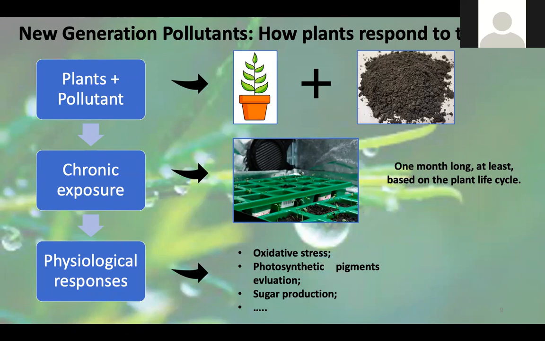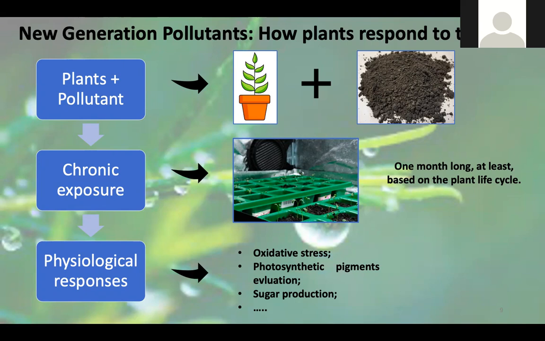So normally this kind of chronic exposure is long, at least 1 month, but normally the duration is based on the plant life cycle. And the final goal of this evaluation is to study the physiological responses of plants, because in a longer period we are able to monitor and also evaluate different responses at different times of exposure.